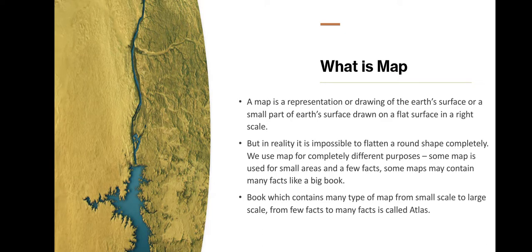Books which contains many type of map from small scale to large scale, from few facts to many facts, is called atlas.